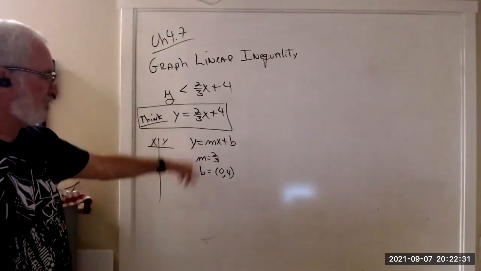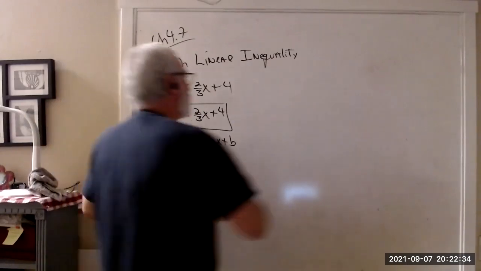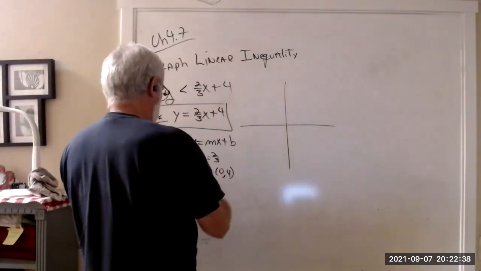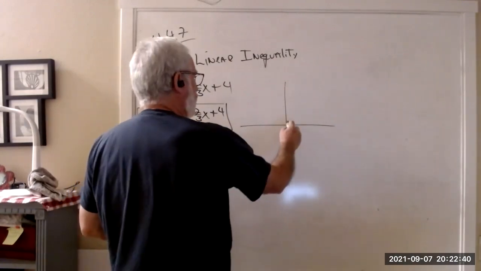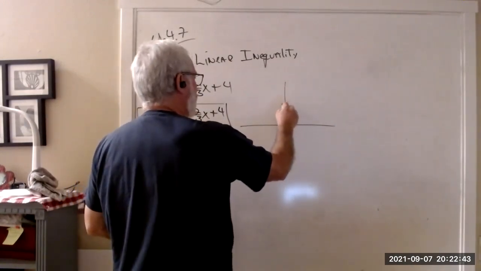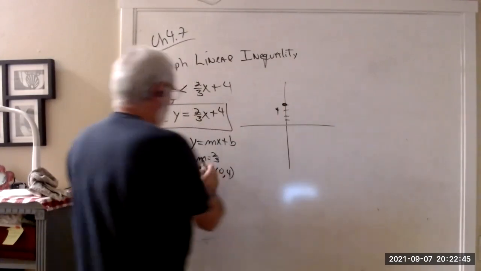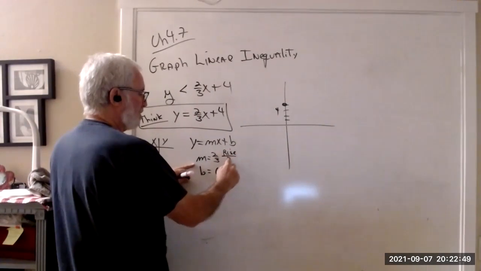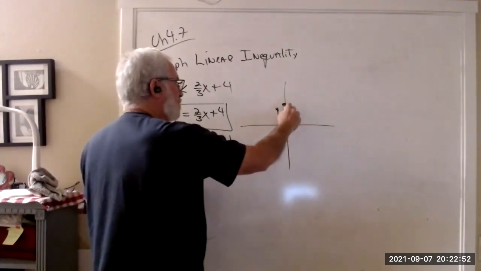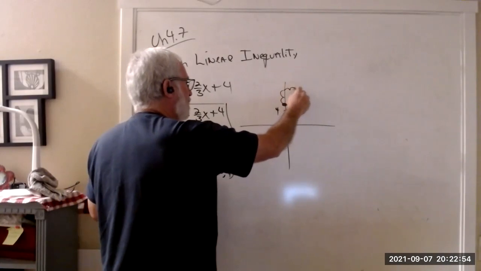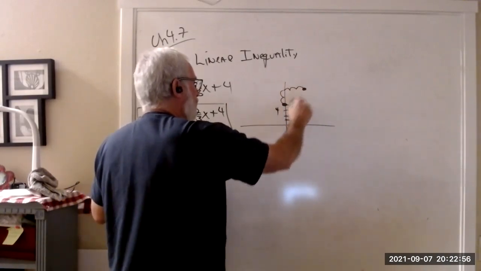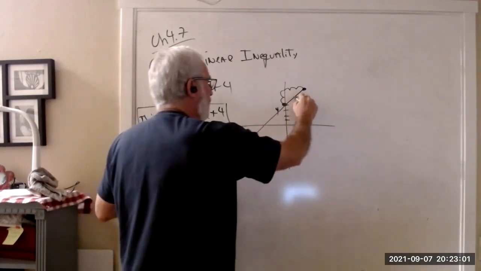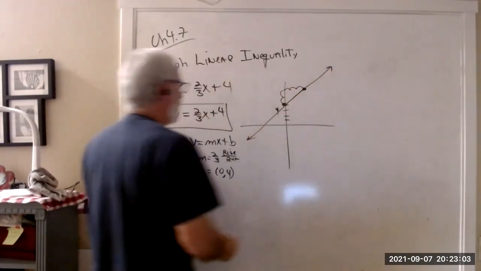All right, I'm going to use this. So here I go. Okay, so my b value is 0,4. Sort of like there's 4. I'm going to use rise over run. So I'm going to go up 2, over 3, get a new point. Oops, I've already screwed up. Can somebody tell me how I already screwed up?